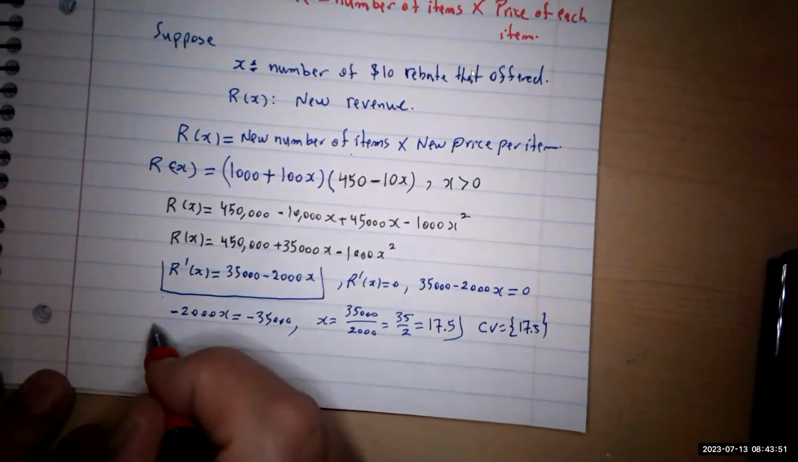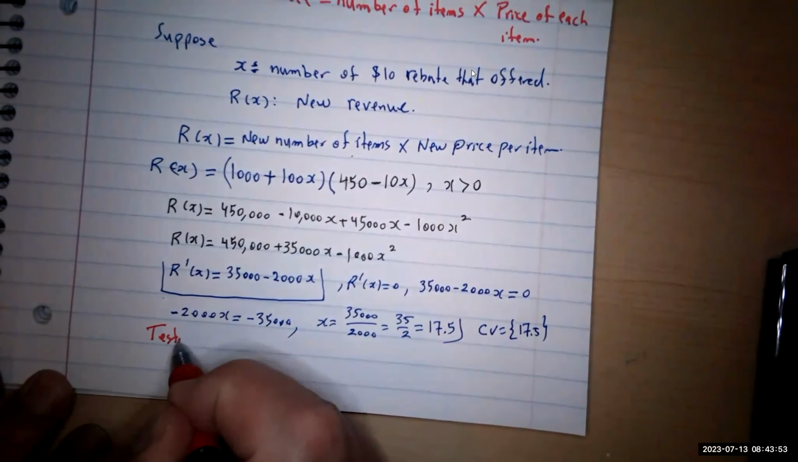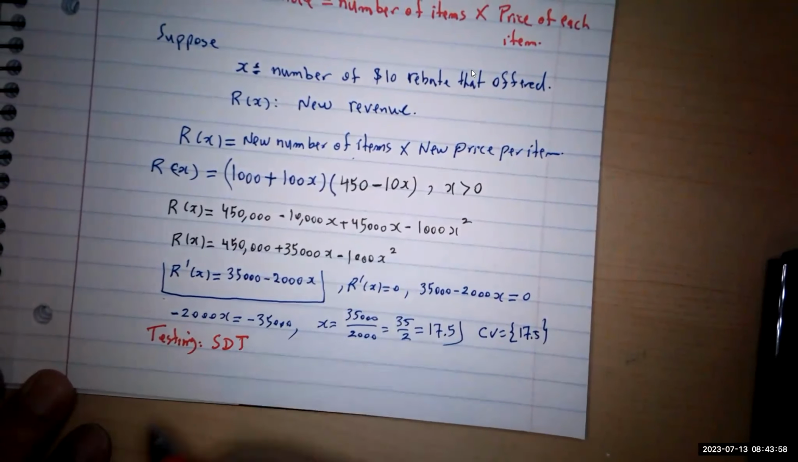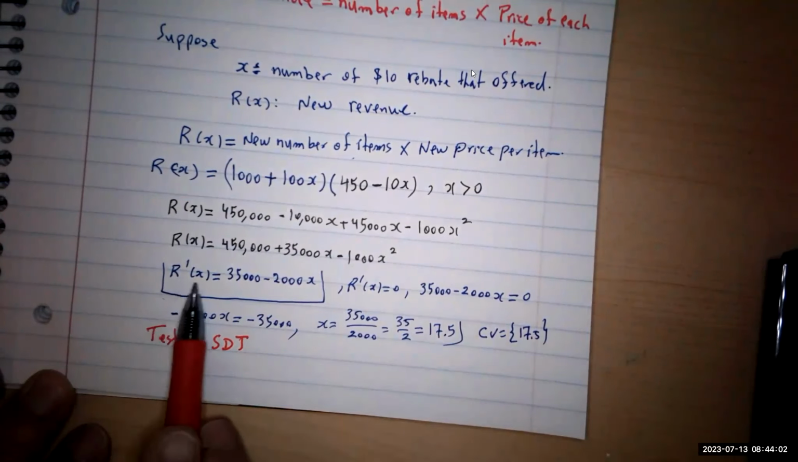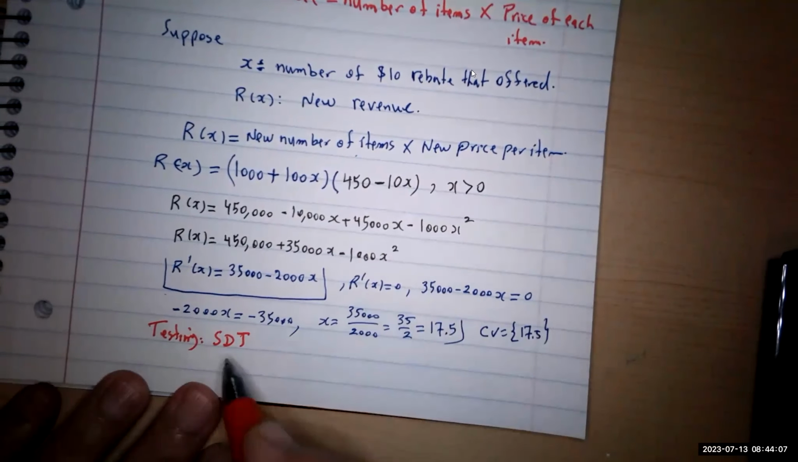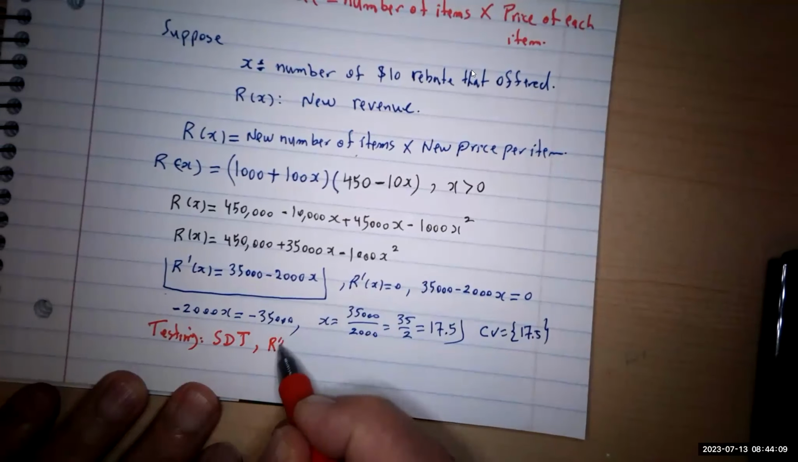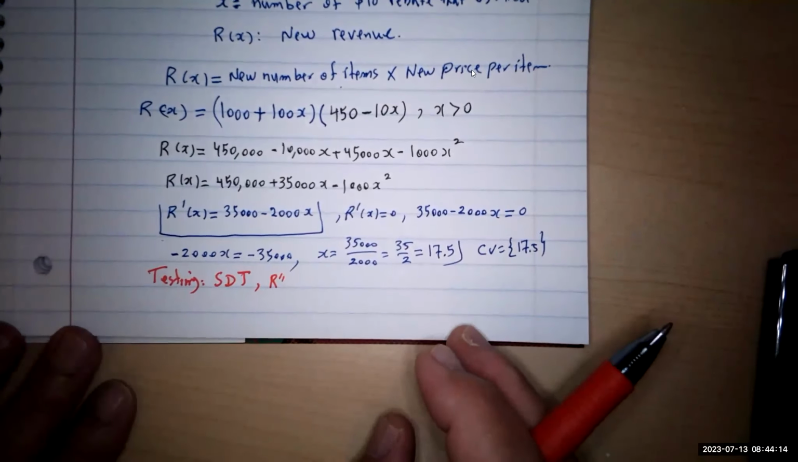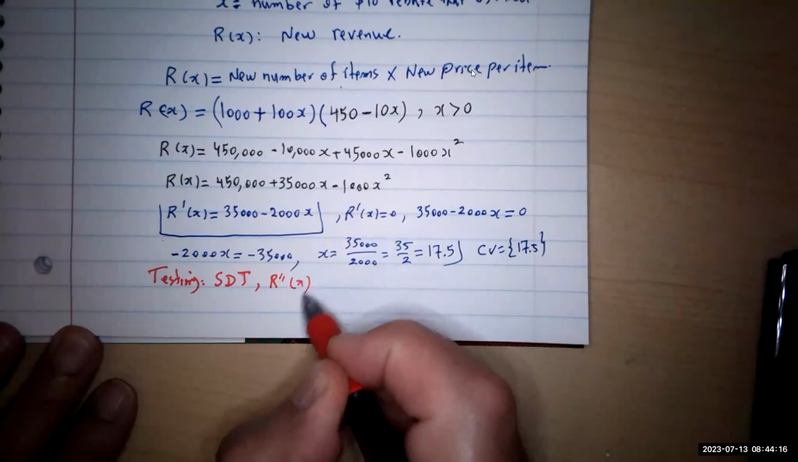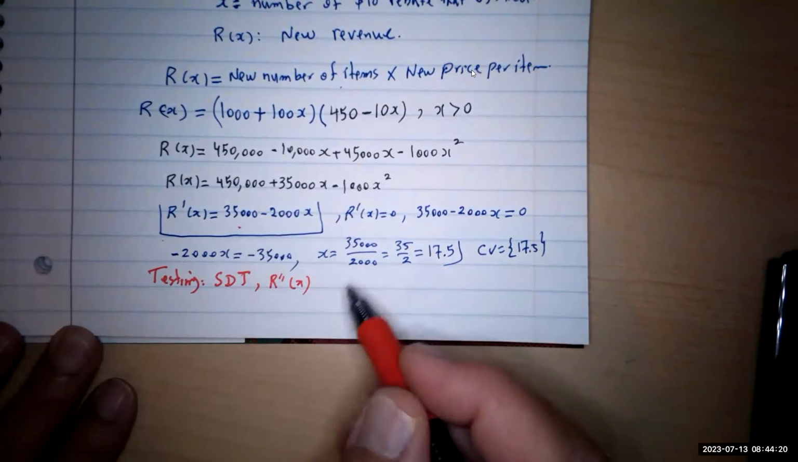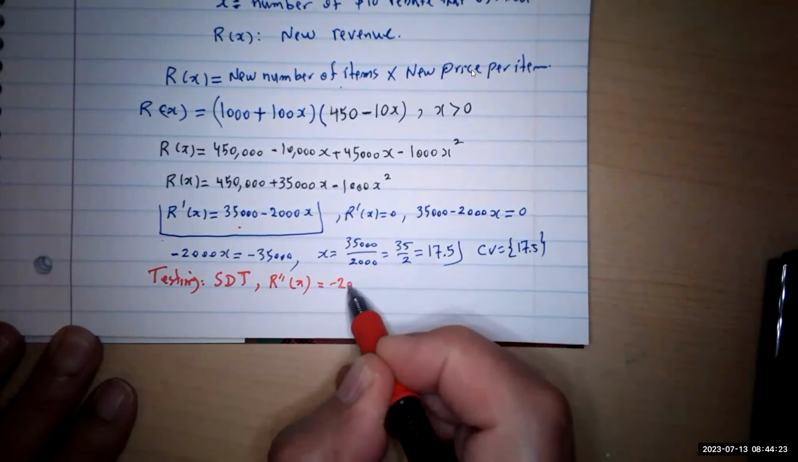So testing, of course, the second derivative test. For the second derivative test, you have to bring the second derivative. This is the first derivative. So if you differentiate it again, you see R double prime. R double prime of x would be what? The derivative of 35,000 would be 0, so that would be negative 2,000.